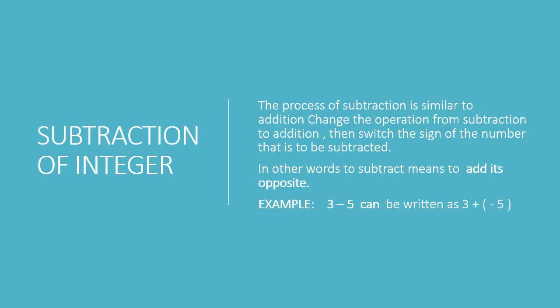Now let's study the second mathematical operation of integers, that is subtraction. The process of subtraction is similar to addition. Change the operation from subtraction to addition. Then switch the sign of the number that is to be subtracted. These are the 2 steps which are to be followed for subtraction of integers. I am repeating it. The first step is to change the operation from subtraction to addition.